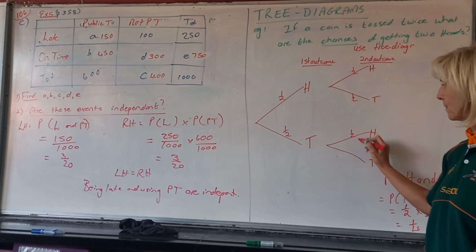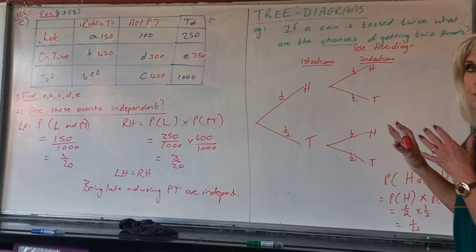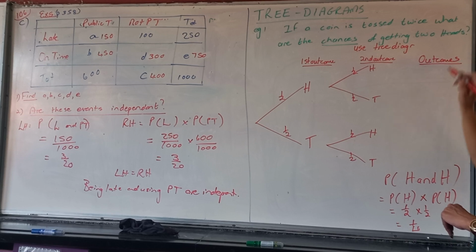This will still be half, half. Are you with me here? Then the last thing that you must indicate for a tree diagram to be complete is the outcomes must be indicated over here.